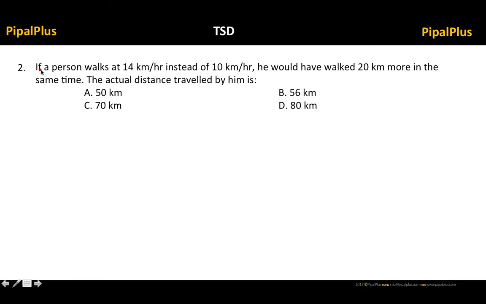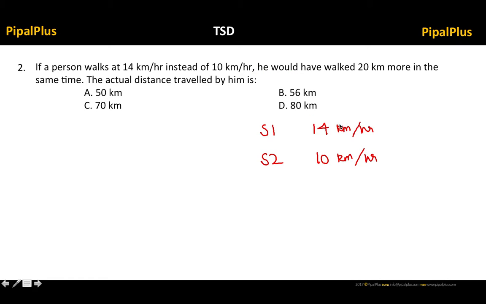Right, so the second question here says that if a person walks at 14 kilometers per hour instead of 10 kilometers per hour, he would have walked 20 kilometers more in the same time. We have to find the actual distance traveled by him. All right, so there are two situations. In the first situation, the man is walking at 14 kilometers per hour. In the second situation, the man is walking at 10 kilometers per hour, right?